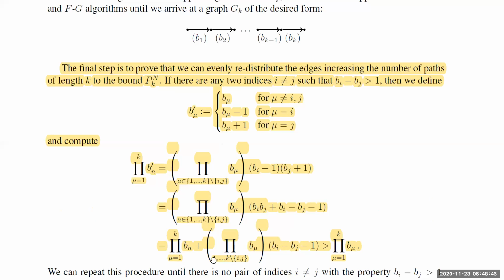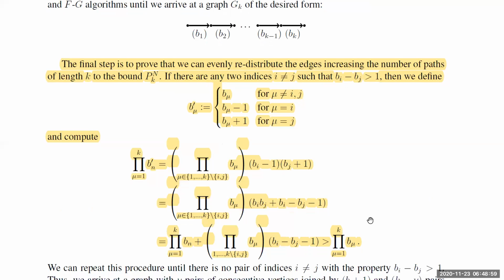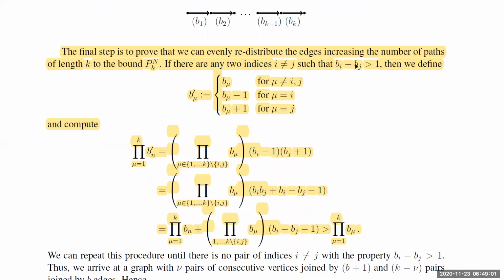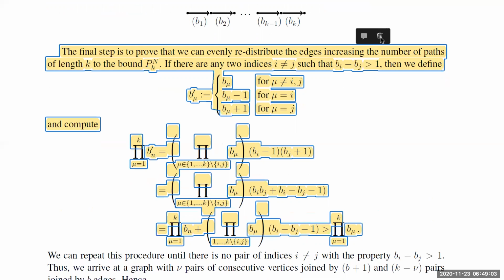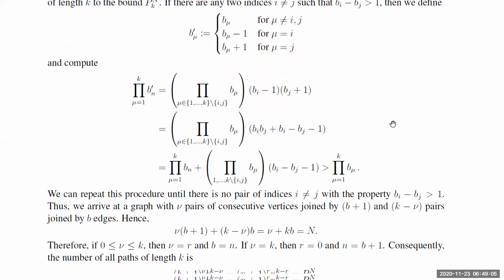So a number multiplied by a strictly positive number is bigger than this number. So this way we proved that the product of all primed b's is strictly bigger than the product of all unprimed b's. Okay, so this is elementary. This is not even high school. This is primary school.